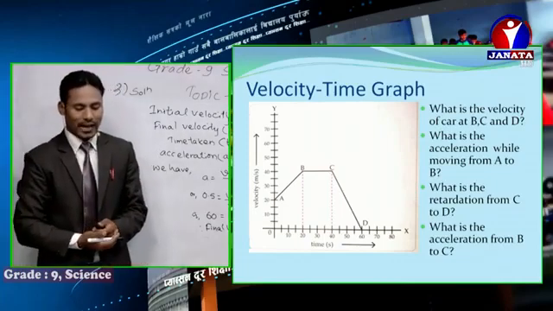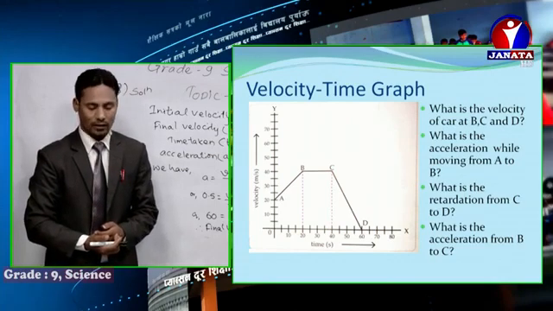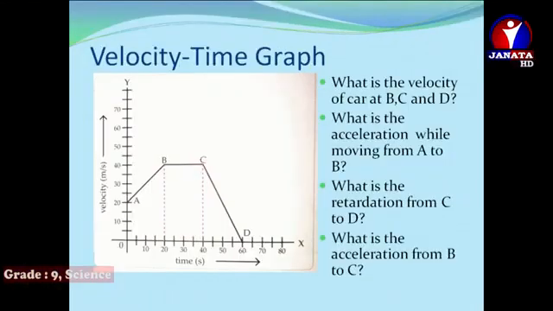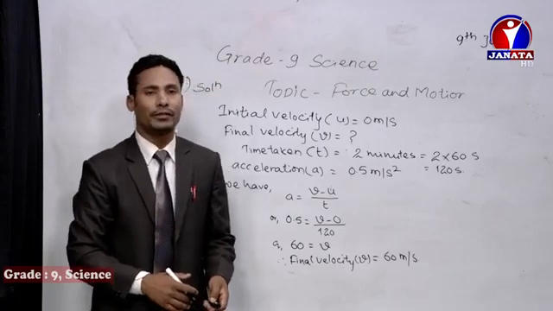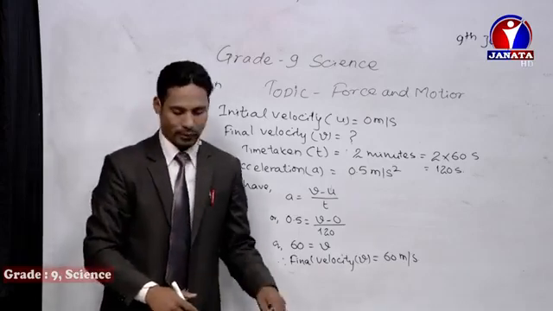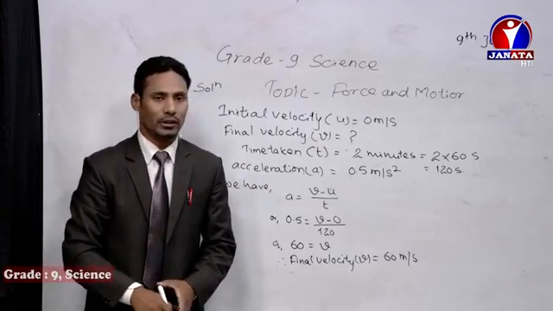Similarly, the acceleration while moving the object from A to B, that also we have discussed previously, so you can remember, right? Similarly, the retardation from C to D we can calculate, and also the acceleration from B to C. Generally the velocity is constant from B to C, that's why the acceleration is 0. This velocity time graph we have discussed previously, so you can check this and remember.